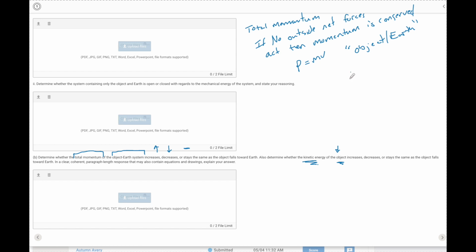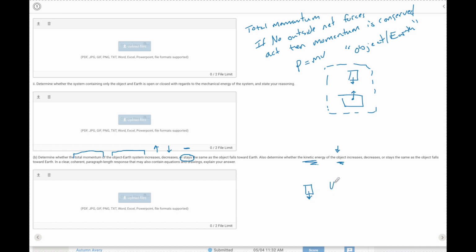Because in that picture that we just drew, if we have an object and then we have the Earth, remember, this is the system. And Newton's third law says that if the Earth pulls on this box, well, the box is also going to pull on the Earth. These are internal forces. So there's no net external forces coming from outside this system. That's the only reason why the total momentum has to be conserved. It stays the same.